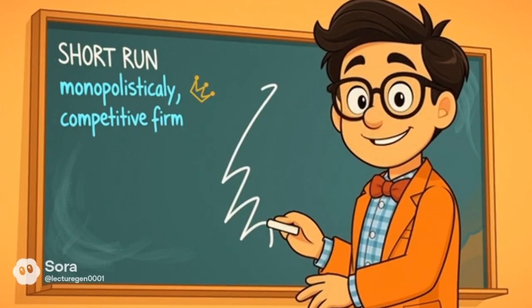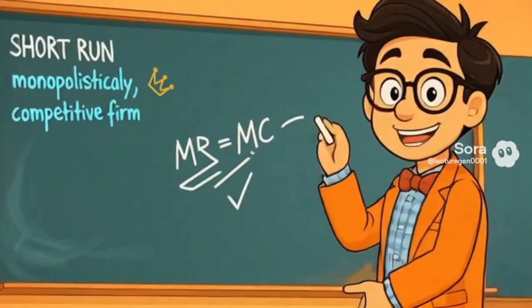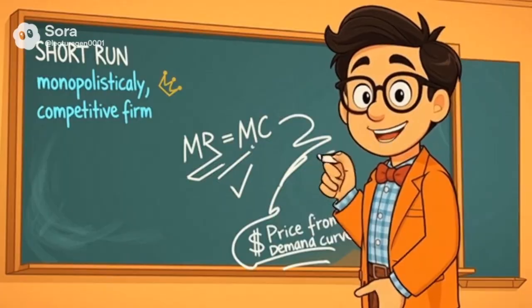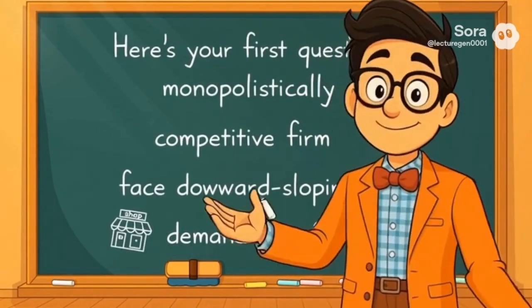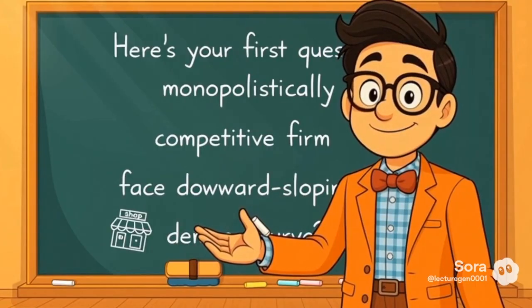In the short run, a monopolistically competitive firm behaves like a monopoly. It maximizes profit where MR equals MC, then charges the price from the demand curve. Here's your first question. Why does a monopolistically competitive firm face a downward sloping demand curve?